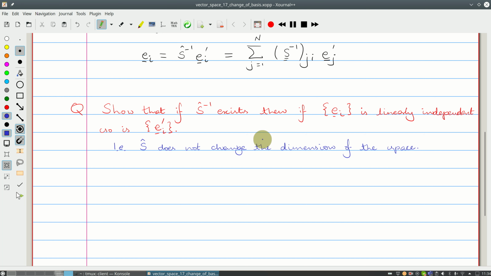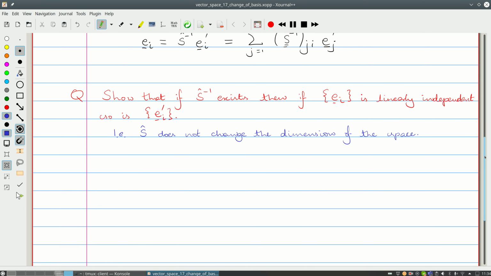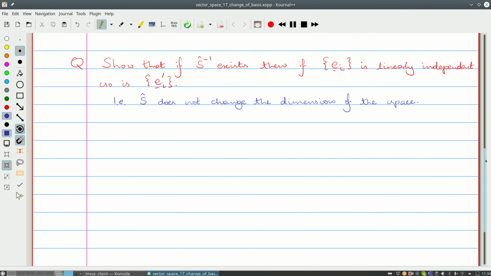To put it another way, if we have a linear transformation S, and if its inverse transformation exists, then the dimension of the space does not change on the action of this S. Okay, and let's prove it. So the proof goes as follows.